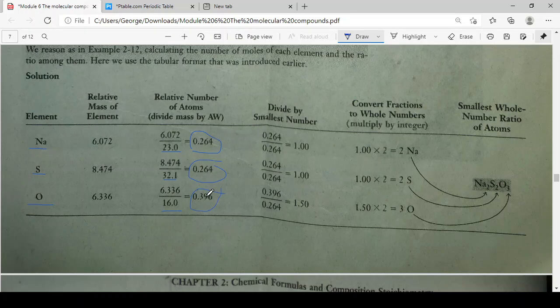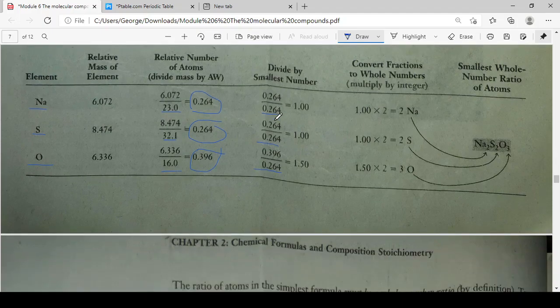Which is the smallest, 0.396 or 0.264? Of course, 0.264 is smaller than 0.396, right? So 0.264 is the smallest. Divide them all by the smallest number. 0.264 divided by 0.264 is equal to 1, same as below. And 0.396 divided by 0.264, try it in your calculator. The answer will be 1.50.